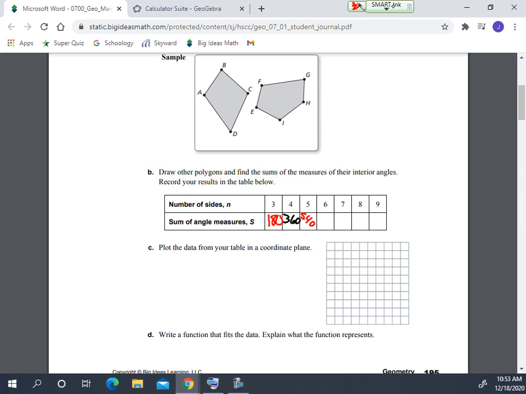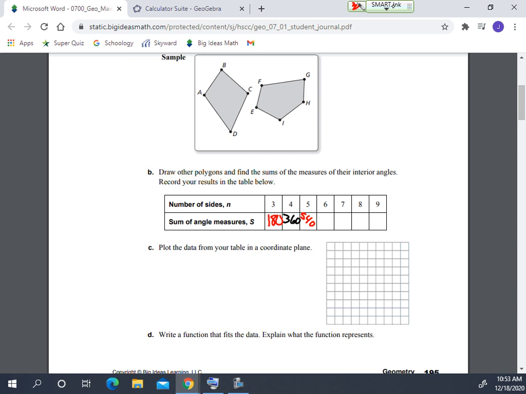Now, we want to plot data from our table in a coordinate plane. It wants us to go through and find a 6-sided figure, 7, 8, 9. I'm not going to go through that. I only want to go through the quadrilateral and the pentagon. Now I'm just going to plot these, okay?